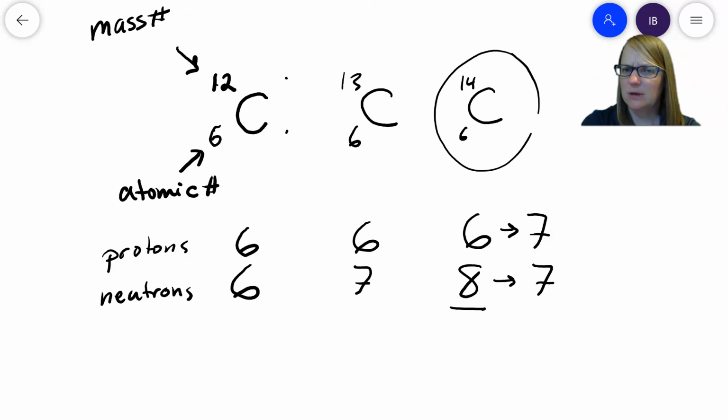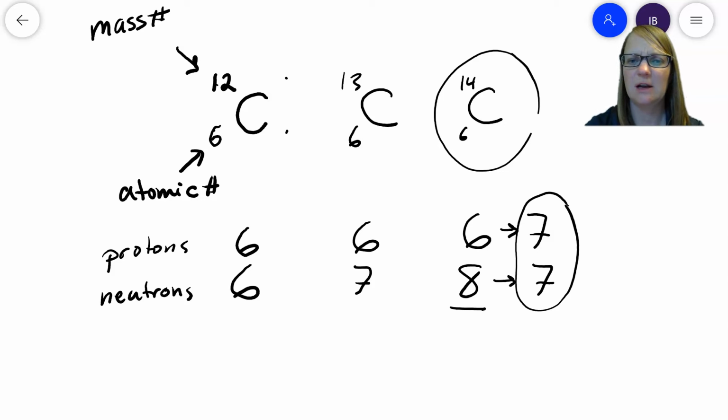So now if we take these new numbers of our atom, our atomic number is now 7. Our mass number is going to be the addition of the 2 7s, which is 14. What goes here as the element symbol? It's no longer carbon, right? Because carbon has 6 protons.